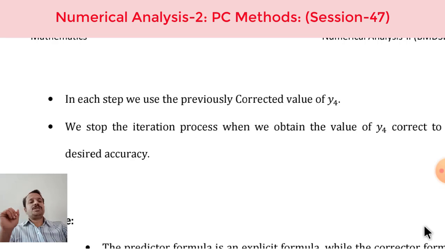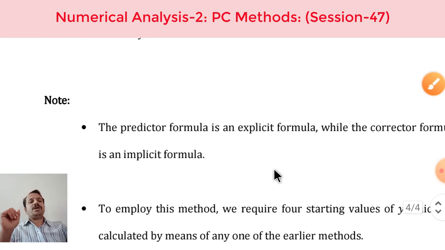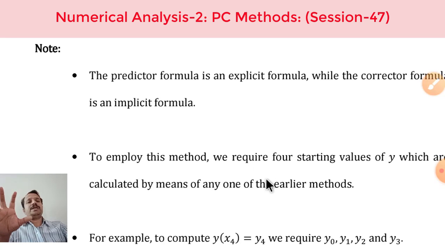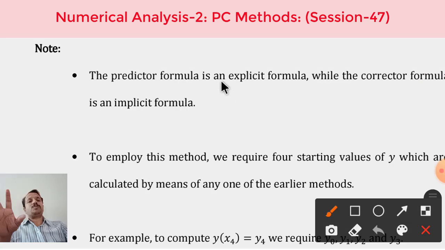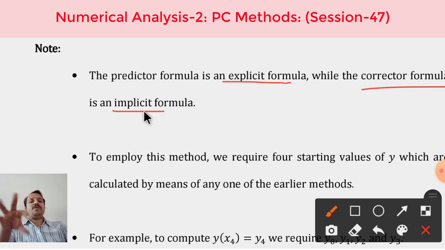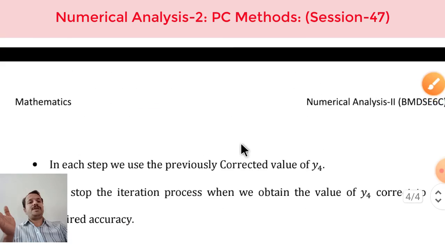So with this, we have to take care of a few more points. The predictor formula is an explicit formula, and the corrector formula is an implicit formula. Why is it an implicit formula? Because it uses its own value which is obtained in the previous step. That is, in the definition of y4, y4 is involved. Therefore, it is an implicit one.